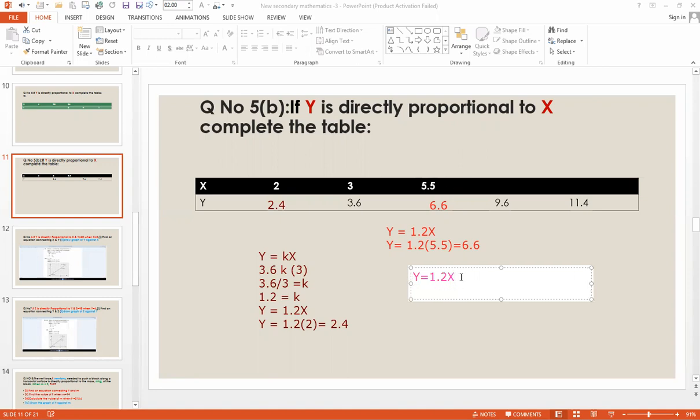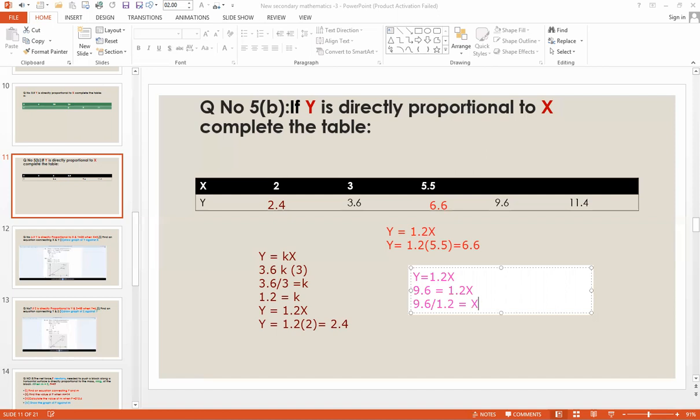Now, look here. Now, the y value is given. That is 9.6. So instead of writing y, you have to write 9.6 is equal to 1.2x, because we want the value of x. So simply, what should you do here? You just divide 9.6 divided by 1.2, and after division you will get the value of x very easily.